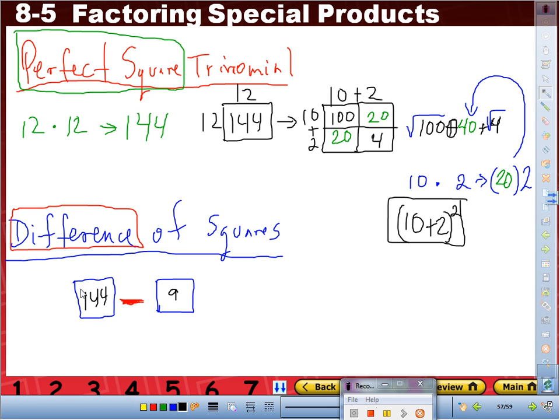Okay? Now let me show you in terms of this. This would be 10 plus 2, 10 plus 2. So that's 144. And this one is just, let's see, what is it? 3 times 3. But what operation is in between?